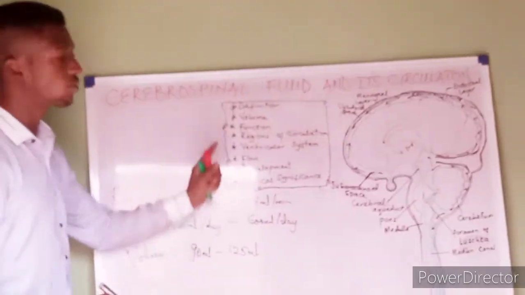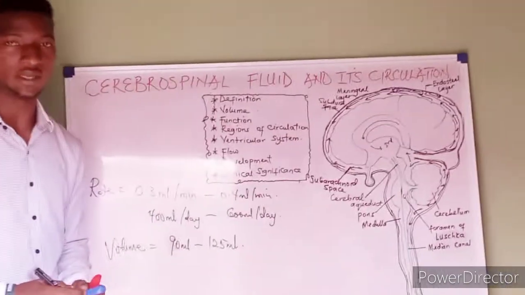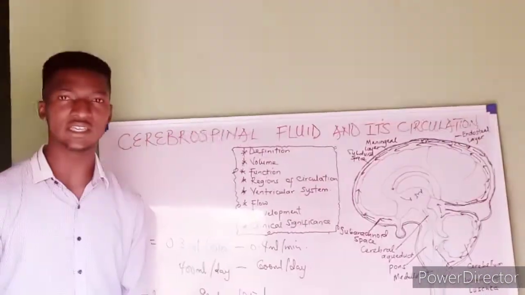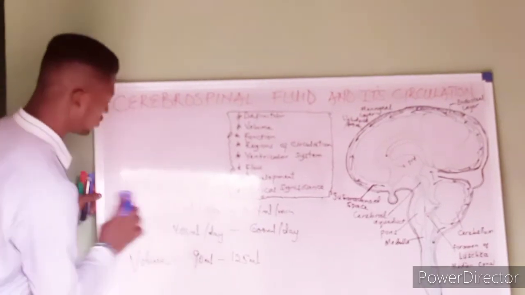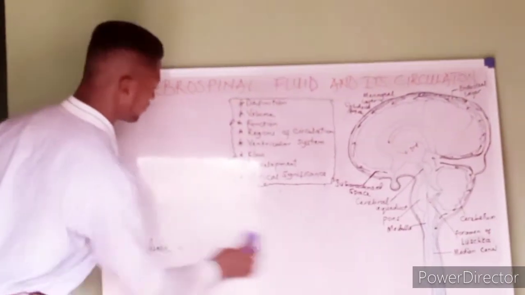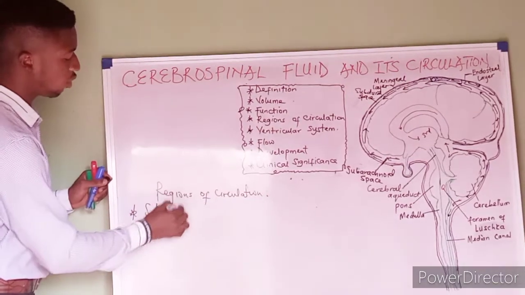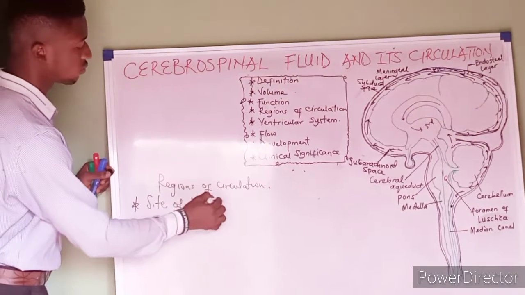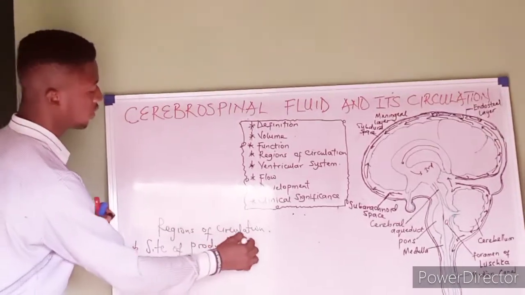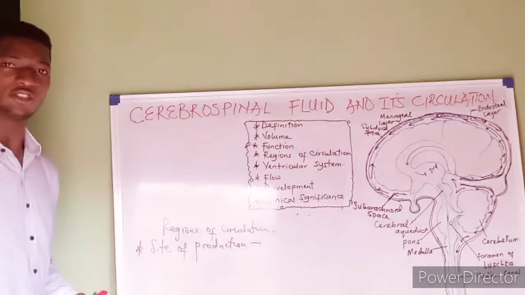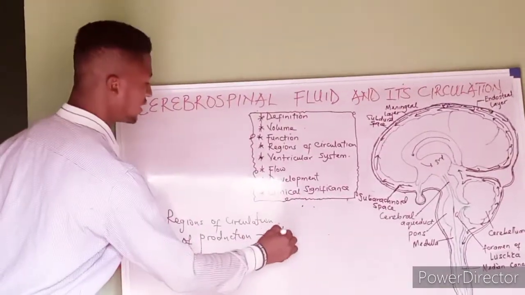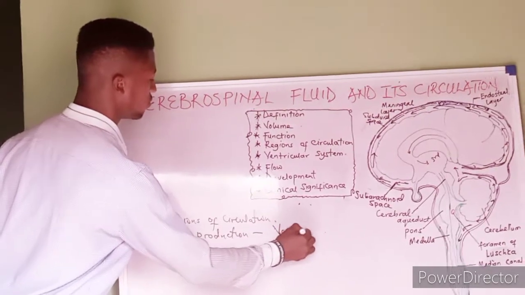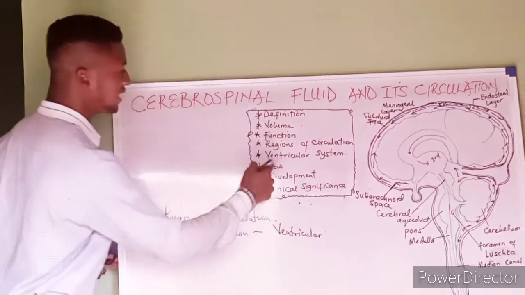The regions of circulation of cerebrospinal fluid can be divided into three different regions. What are those regions? The first is the site of production. And when we talk about the site of production, this refers to the ventricular system, which we will talk about in detail later.